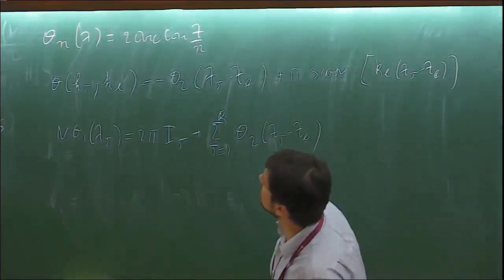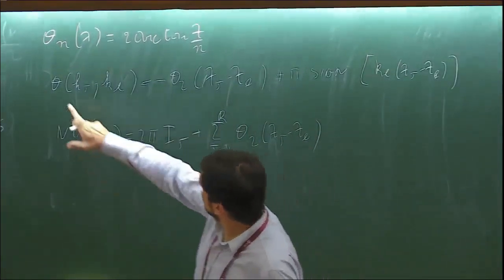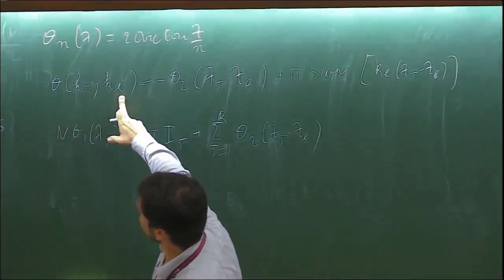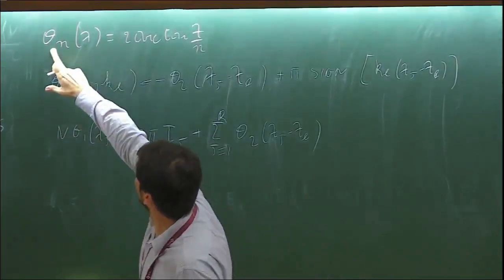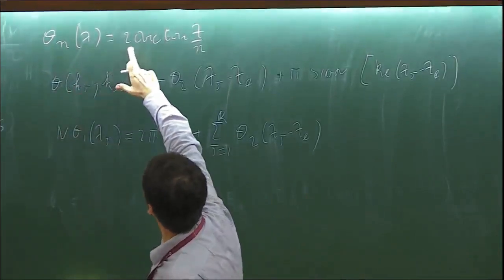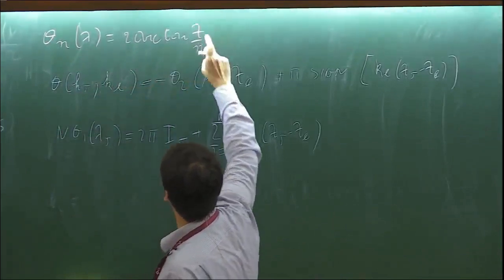Sorry? So the theta of k_j, k_l, this one, theta n of lambda is equal to 2 arctangent of lambda over n.